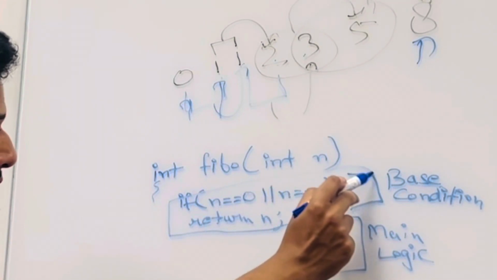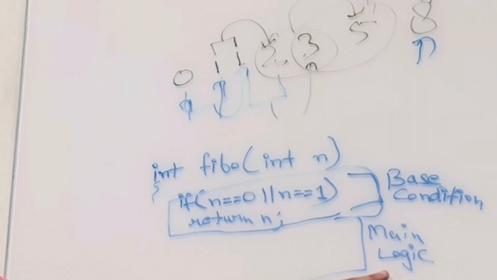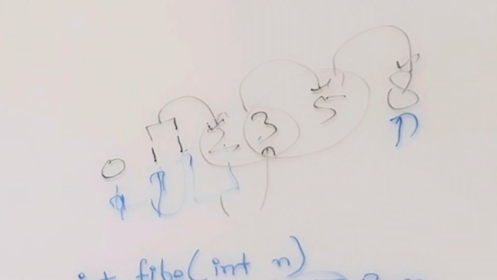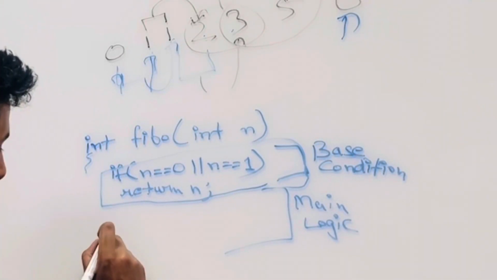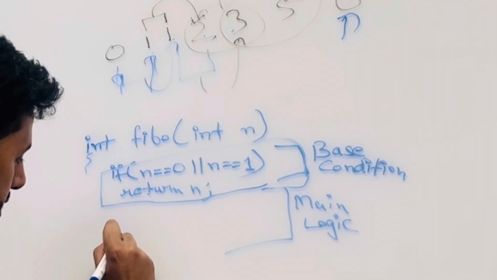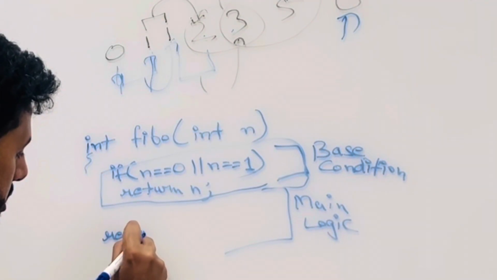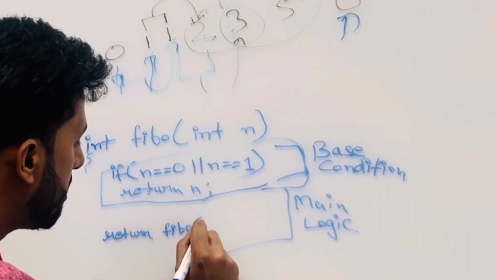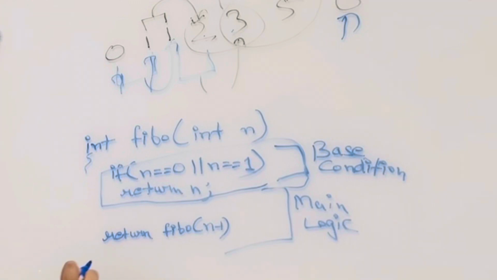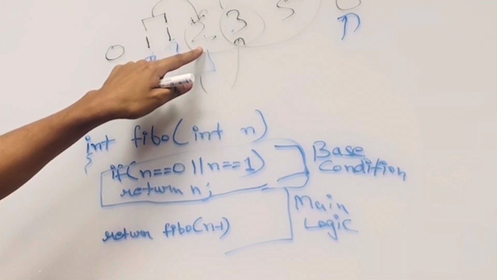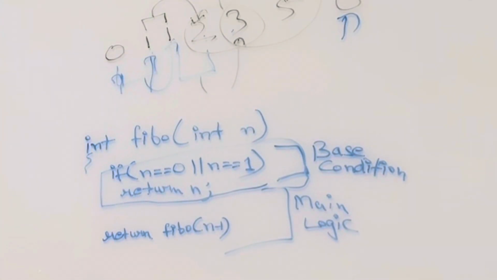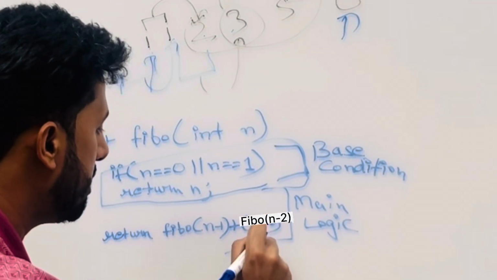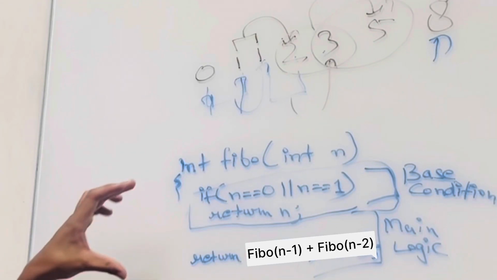Now what is our main logic? Our current element would be the sum of the previous two. The same thing we have to do here. Return Fibo of n minus 1 plus Fibo of n minus 2. So our pseudocode is ready.